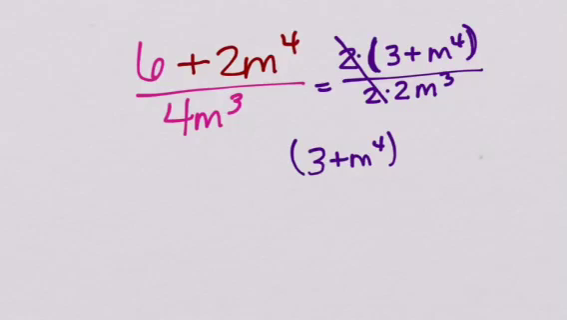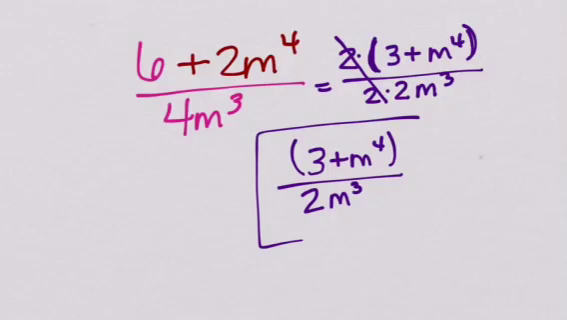So my final answer would be 3 plus m to the 4th, and I'm going to leave it in parentheses because it is stuck together, all over a 2 and an m to the 3rd power. That's as far as I can take this problem because there's nothing else to pull out of the top to cancel with what is in the bottom. Okay? So I hope that helps you on number 2.